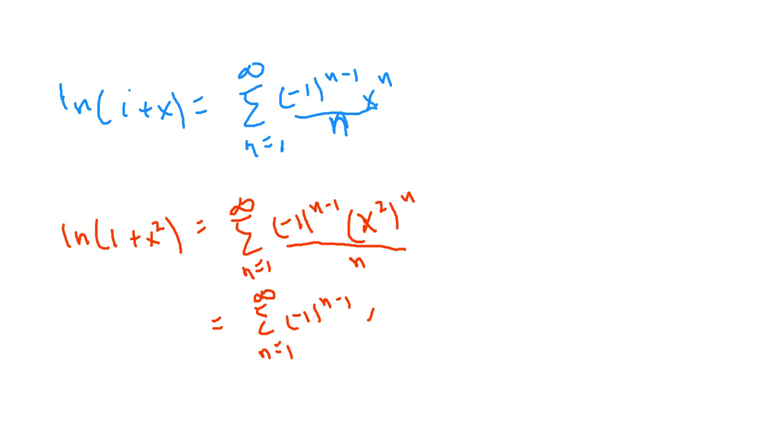So this is called creating a Maclaurin series from another Maclaurin series. That would be the Maclaurin series for the natural log of 1 plus x squared. And if we write out some terms, the first 3 terms are going to be x squared minus x to the 4th over 2 plus x to the 6th over 3.